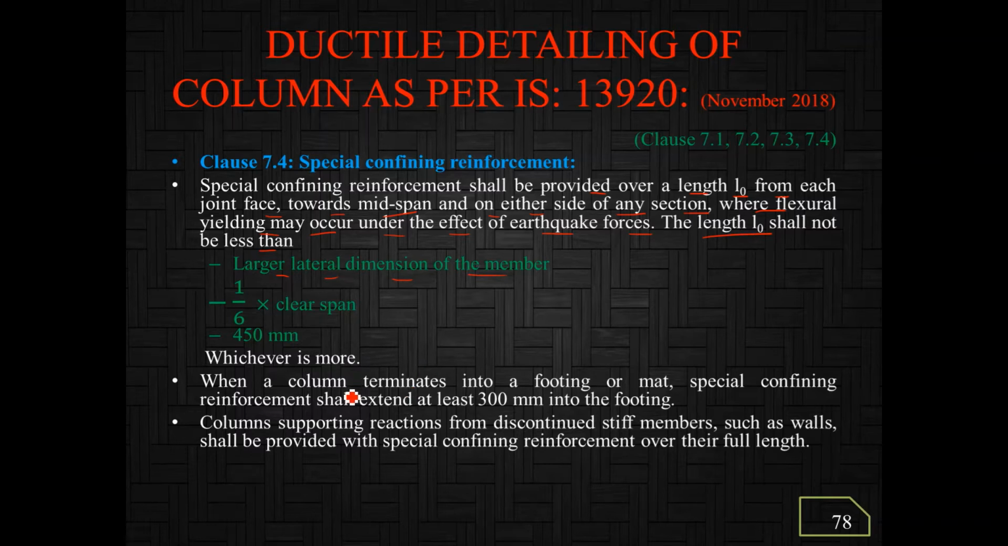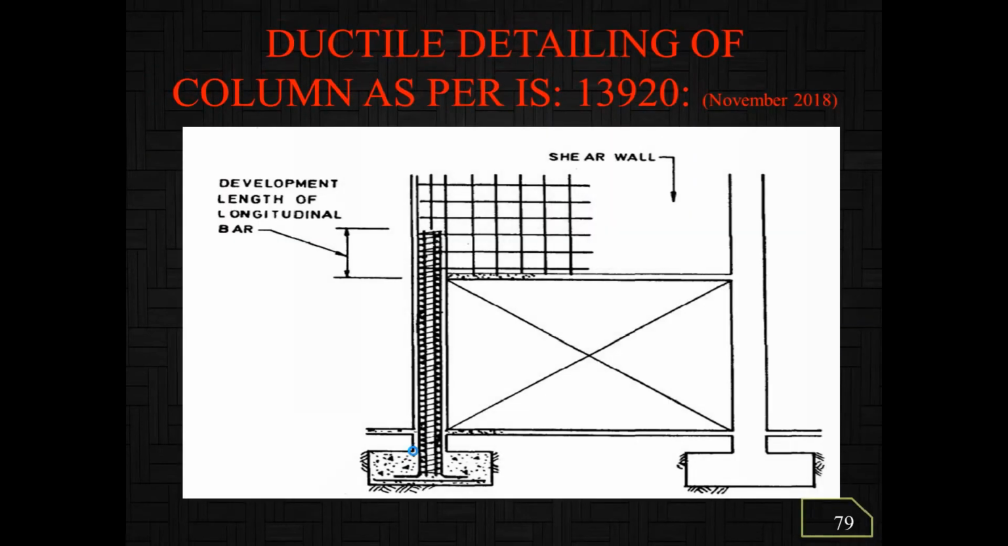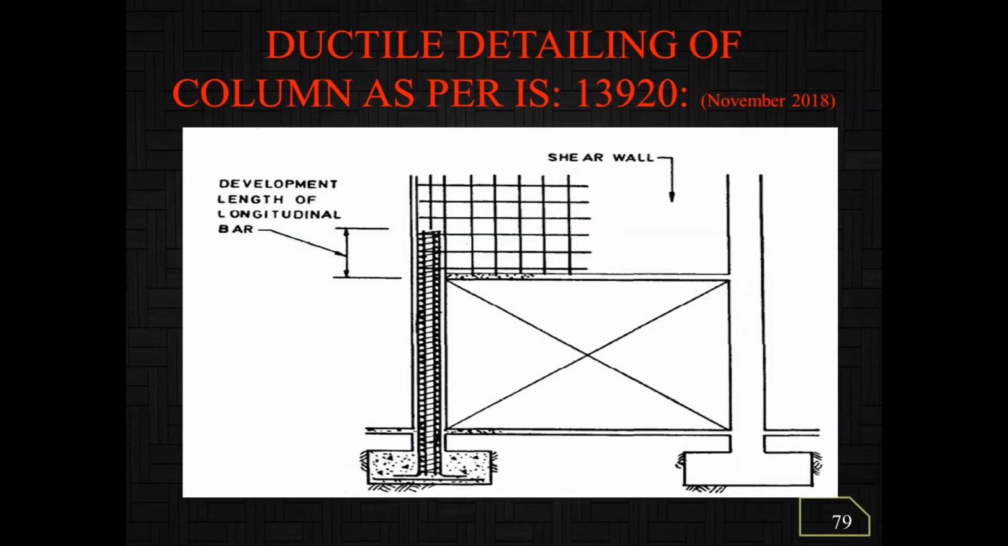When the column terminates into the footing or mat, special confining reinforcement shall extend up to 300 mm into the footing. Columns supporting reactions from a discontinuous stiff member such as a wall shall be provided with special confining reinforcement over their full length. So you can see here is a development length here.